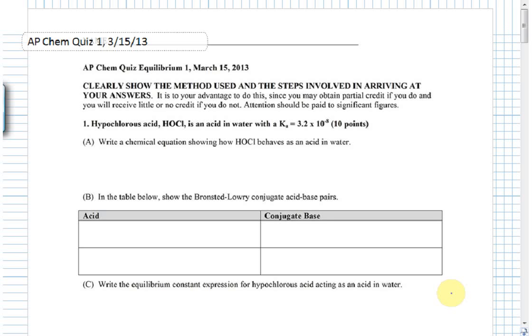I want to emphasize that these are questions that were taken verbatim from old AP Chem questions. Again, the first question on the free response portion of the AP Chem exam is going to be an equilibrium question, and these were all taken from those types of tests.